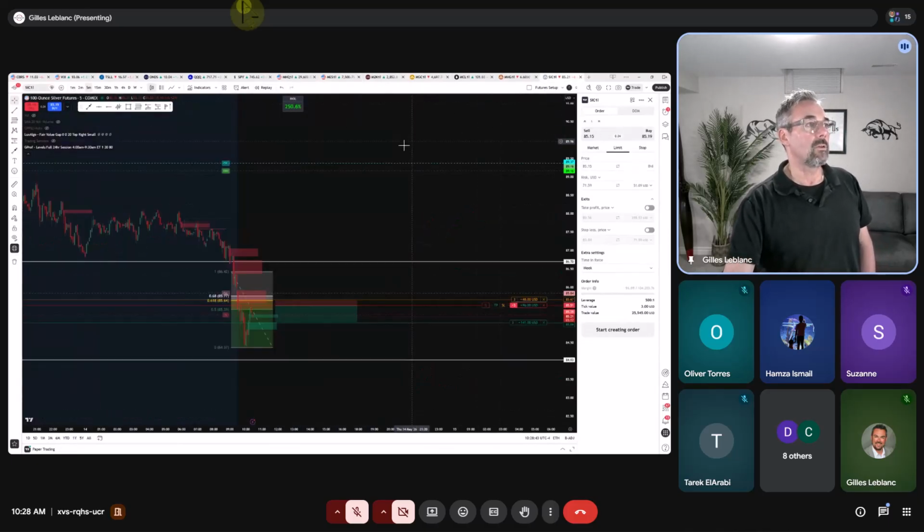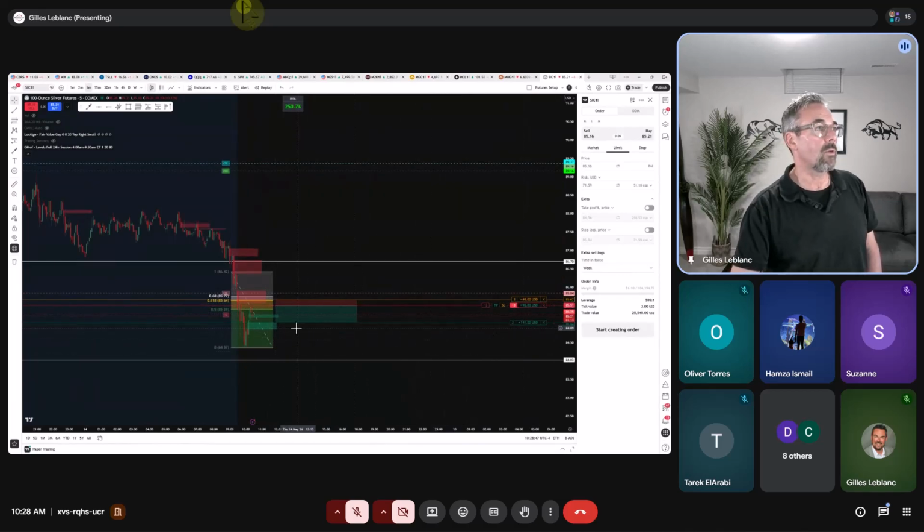What's my silver trade doing? Silver trade is up 96, aiming for 141. My target, profit target is right over here, right? Even though it went in at the wrong area, right?